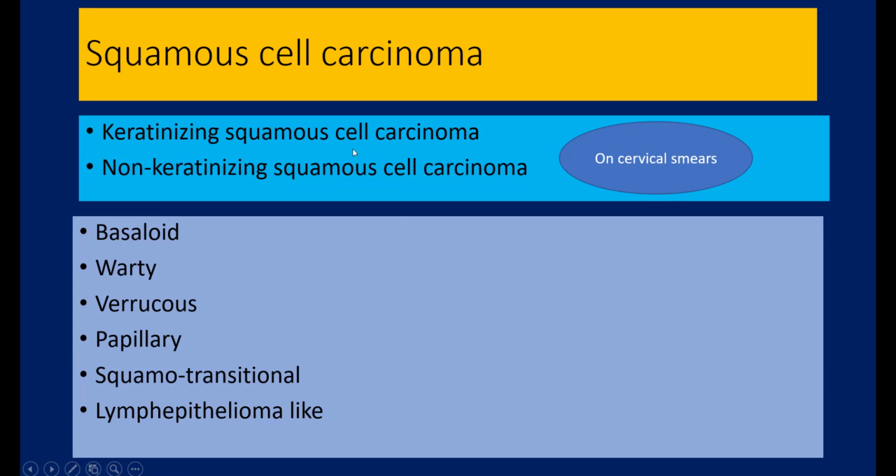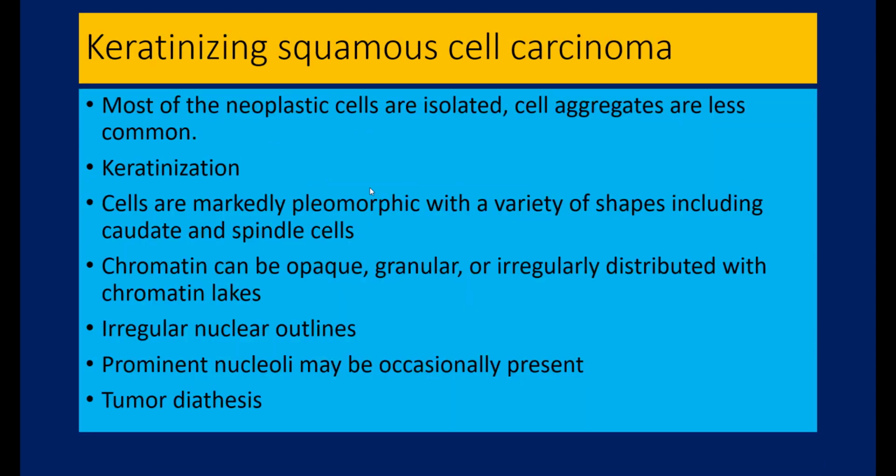So these are the two major patterns which we see, which you recognize, right? Sometimes we may call something non-keratinizing, almost ready to call it non-keratinizing, and right in one corner you see some properly keratinized cells. So it also depends on the degree of keratinization. But anyway, there are two patterns: the keratinizing squamous cell carcinoma. Most of the neoplastic cells, remember, isolated. Cell aggregates are less common. In non-keratinizing, it's the other way around. So you see a lot more cell aggregates and less of isolated cells in the non-keratinizing squamous cell carcinoma.